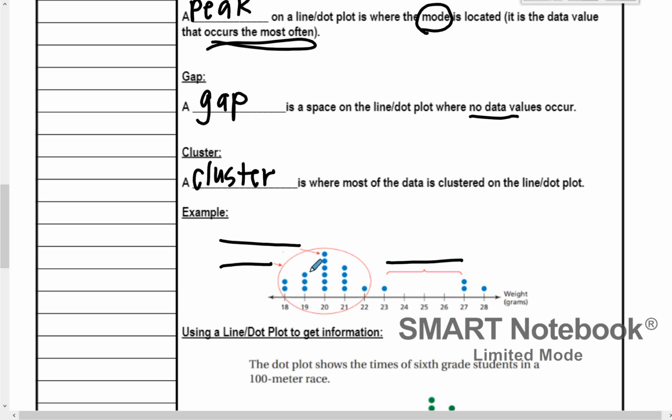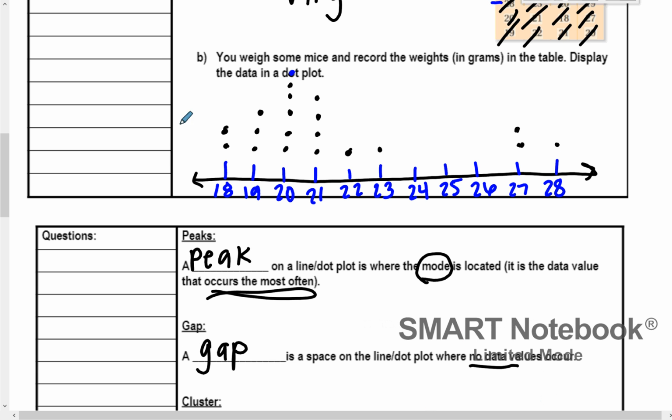Okay, as long as we equally space out those dots like we did here and like we did on our last example, we're going to be able to tell what that peak is just by looking at it. If not, you can always count the number of dots to figure it out. Okay, but this arrow right here is pointing to the peak because 20 was our mode. If you didn't notice, this is the dot plot from this example up here.